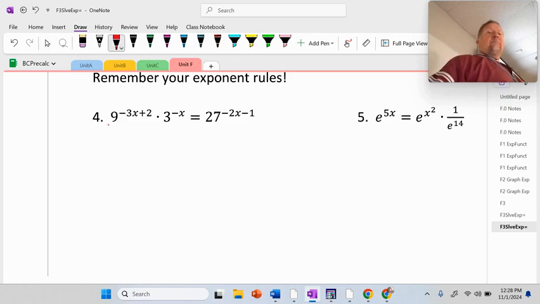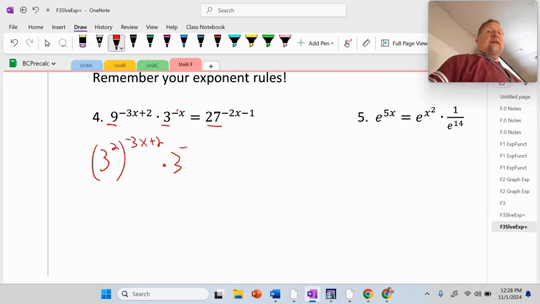All right, this gets a little bit bigger. This just requires some rules. What's the common base, though? Simple. 3. So this is equal to 3 squared. Equivalence. And then this is just 3 to the negative x. No change needed. That's it. Equals. And then this is 3 to the third raised to the negative 2x minus 1.